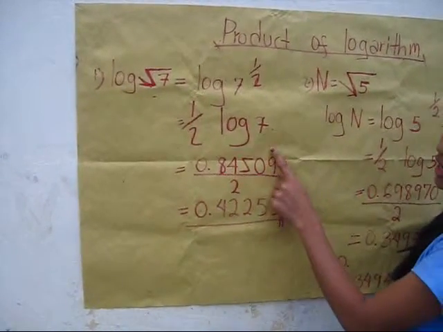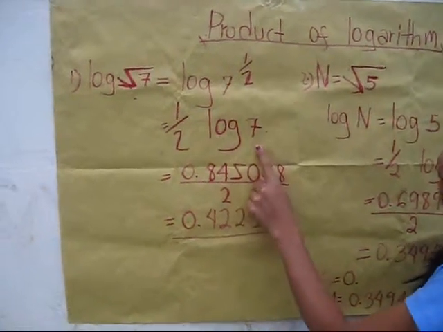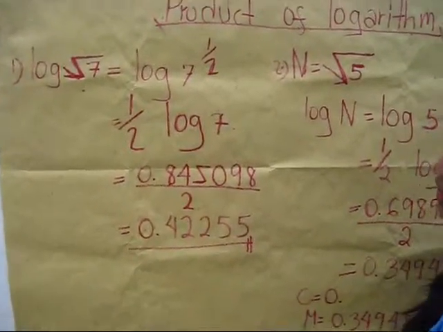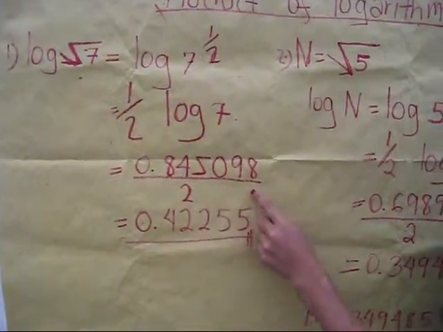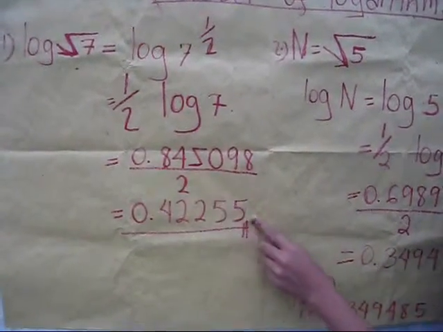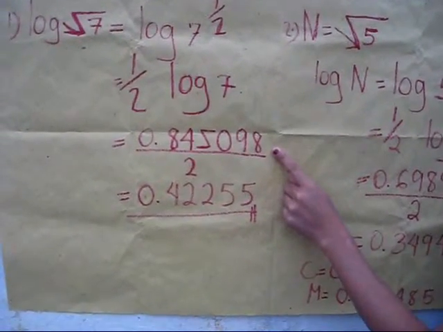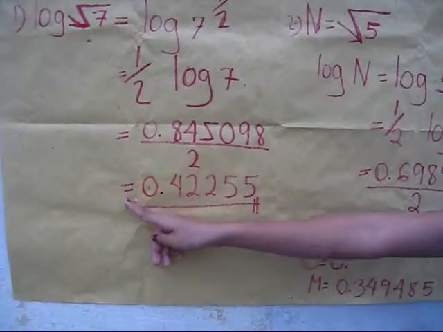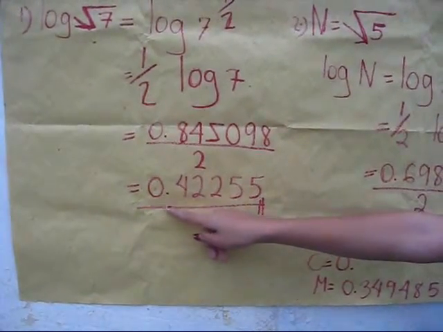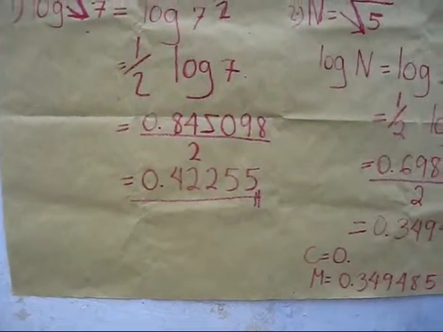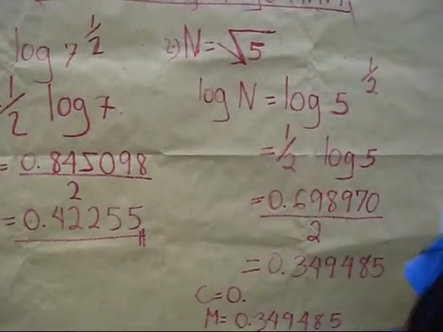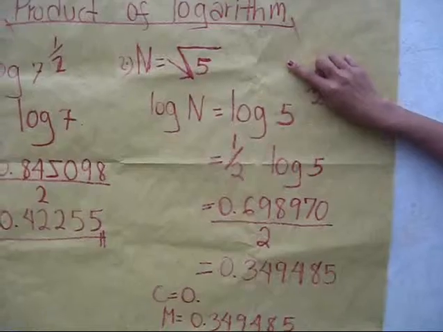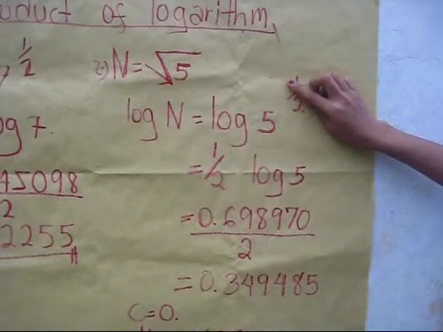Find the value of log of 7. So the value of log of 7 is 0.845098 all over 2. So 0.845098 divided by 2, the answer is equal to 0.42255. Then finding the characteristic and the mantissa.